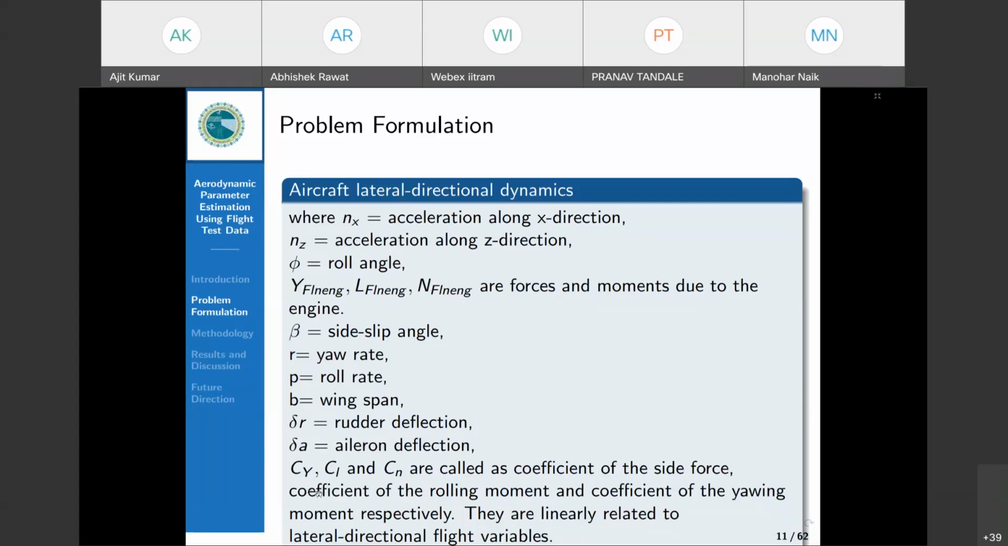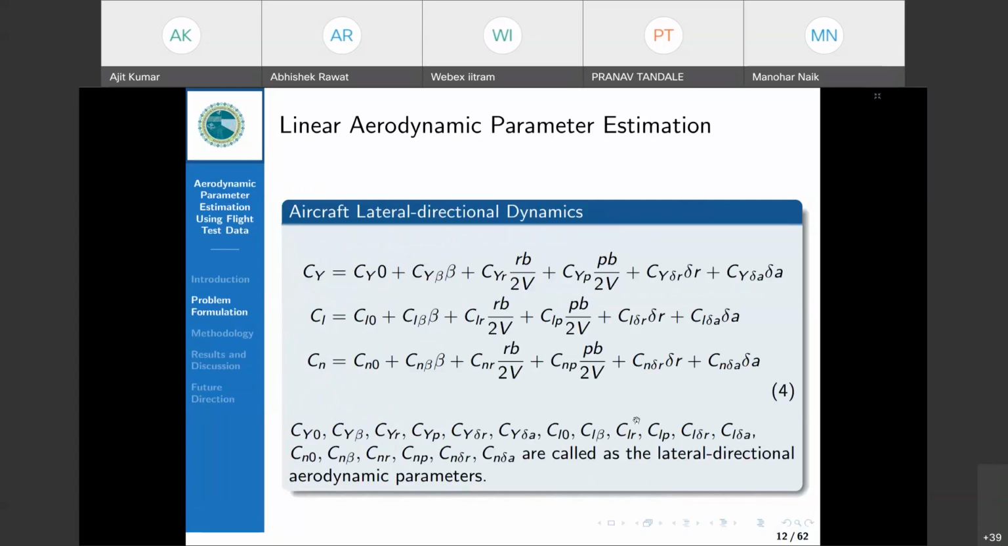So here Cy, Cl, and Cn are called the side force coefficient, rolling moment coefficient, and yawing moment coefficient. Again, we assume that the relationship between force and moment parameters is linear with respect to flight variables like beta, r, p, delta r, and delta a. So that's why we again get a linear equation.